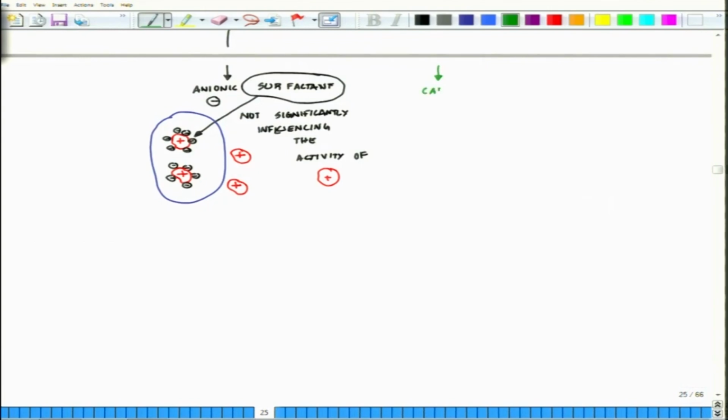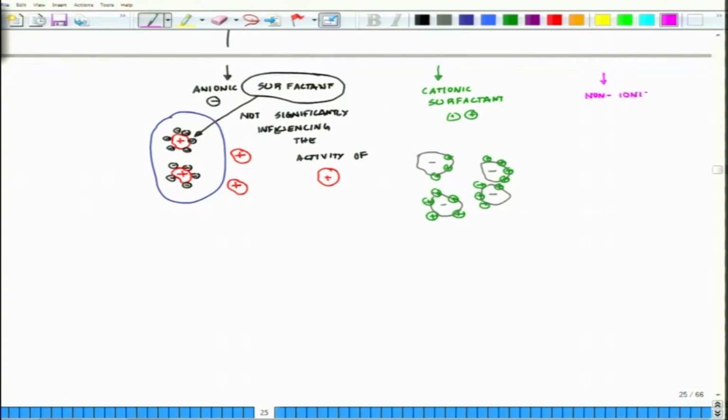cationic surfactants. When we talk about cationic surfactants, these are all positively charged, and here you have a negatively charged nanomaterial, and on top of that you have these positively charged cationic surfactants. Something like this. Okay.